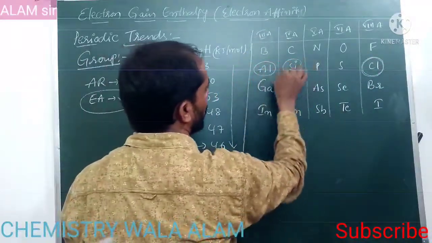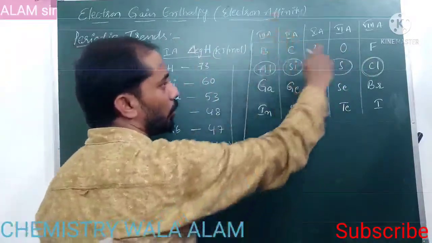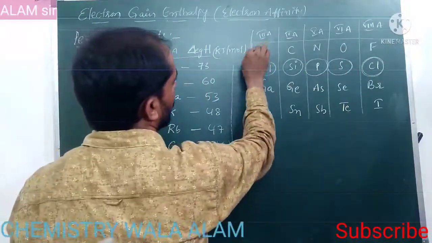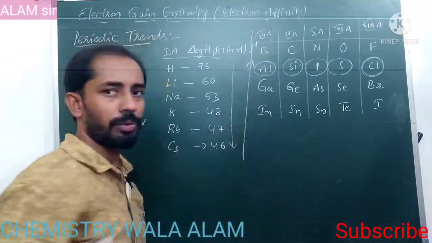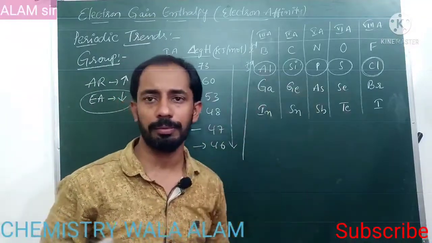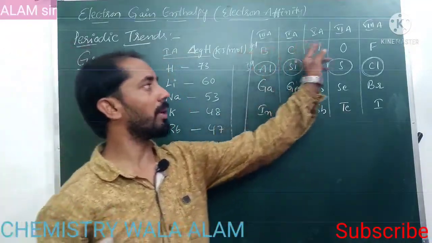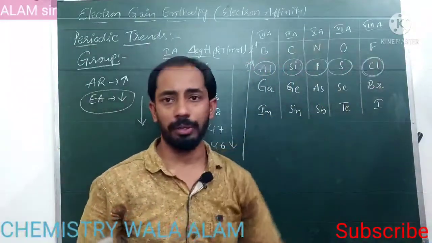Generally in each group, these are the second period, these are the third period. What about the first period? The first period contains only 2 elements, hydrogen and helium. Second period elements: boron, carbon, nitrogen, oxygen, fluorine. Next, the third period: aluminum, silicon, phosphorus, sulfur, chlorine.